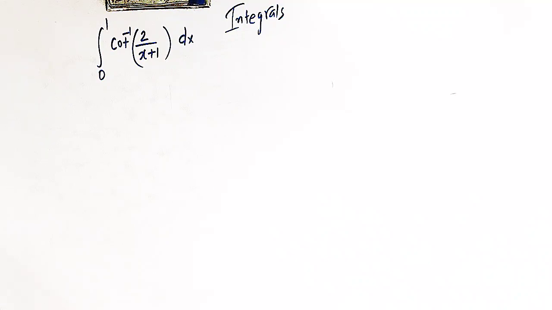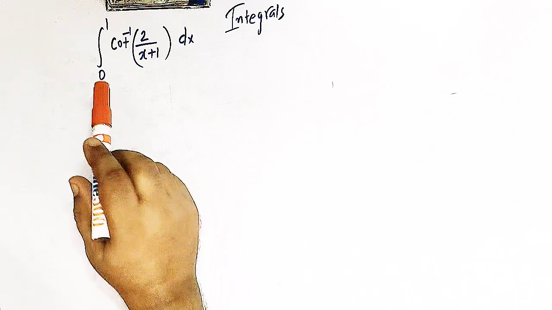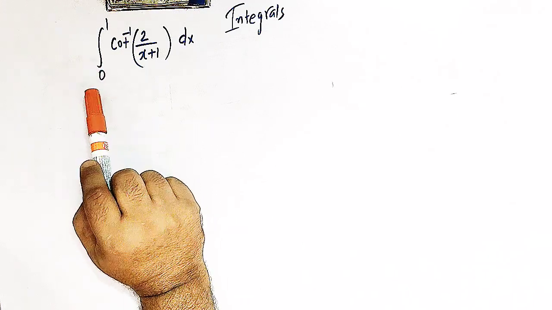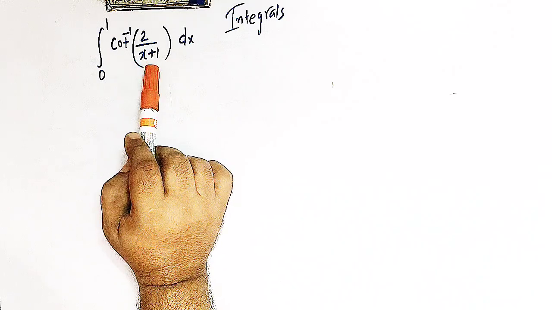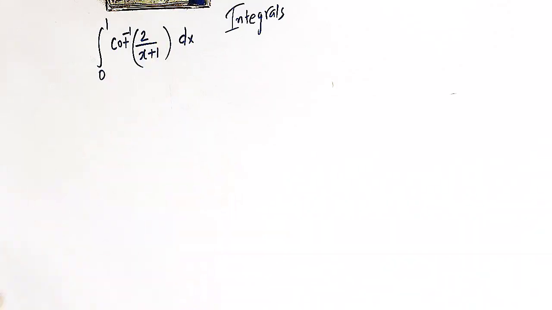Hello viewers, in today's session we are going to discuss another important problem from integrals. In this class we are going to evaluate this integral from 0 to 1 of cot inverse of 2 over x plus 1 dx. So here we have to find the value of this definite integral from 0 to 1.